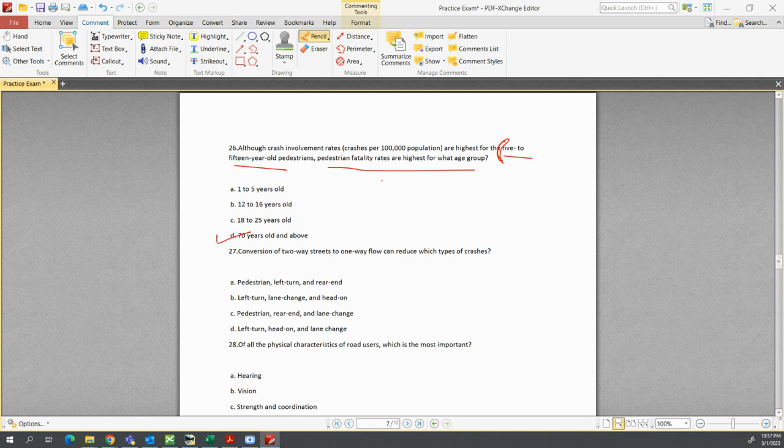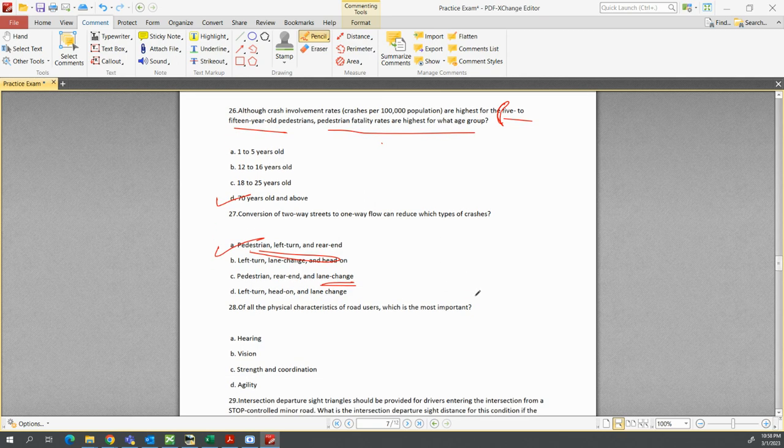So let's move to the next question. Conversion of a two-way street to one-way flow can reduce which type of crashes? It will reduce pedestrian crashes, because the pedestrians don't have to look at both sides of the road. It will reduce left turn crashes, head-on crashes, and rear end crashes. So pedestrian, left turn, head on and rear end, these four crashes get reduced when a two-way street is converted to one-way. Lane change is not correct. So basically option A, pedestrian, left turn and rear ends.